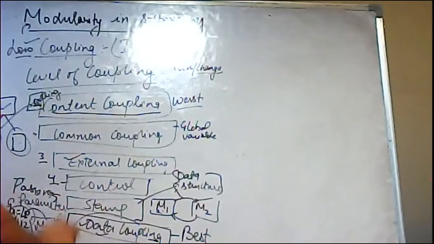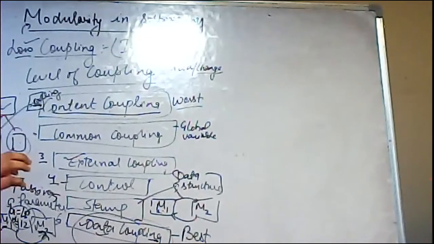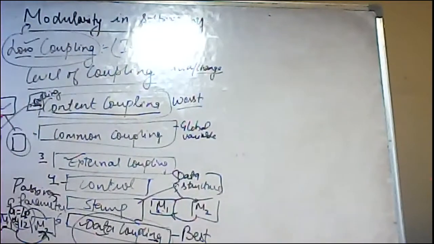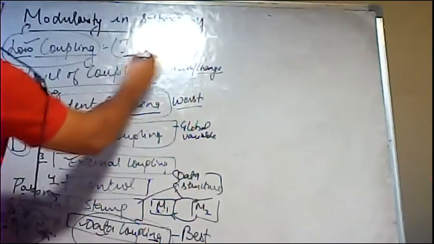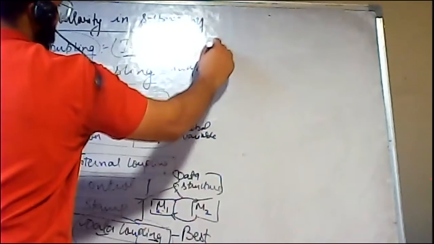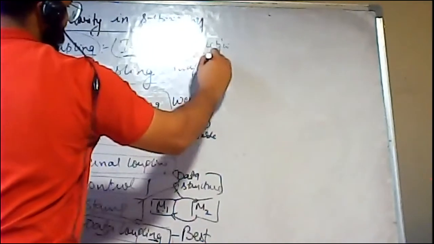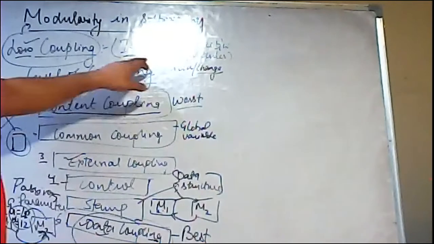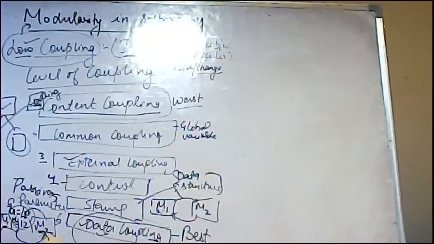And in coupling, we have said that while designing a product, data coupling is the best coupling. This is the low concept in the design phase, so low coupling should be there. And in simple definition, coupling is the degree of interdependence between modules.